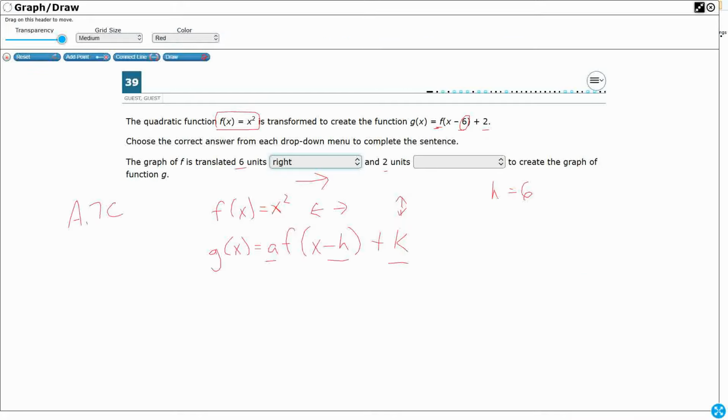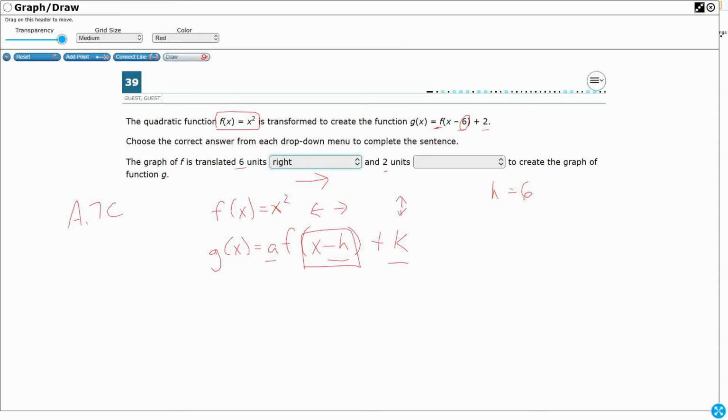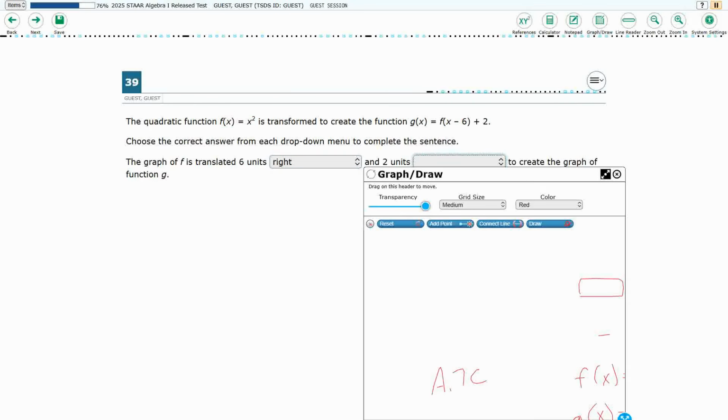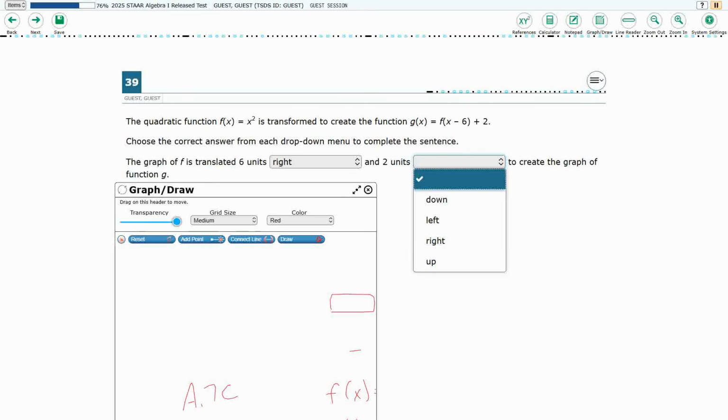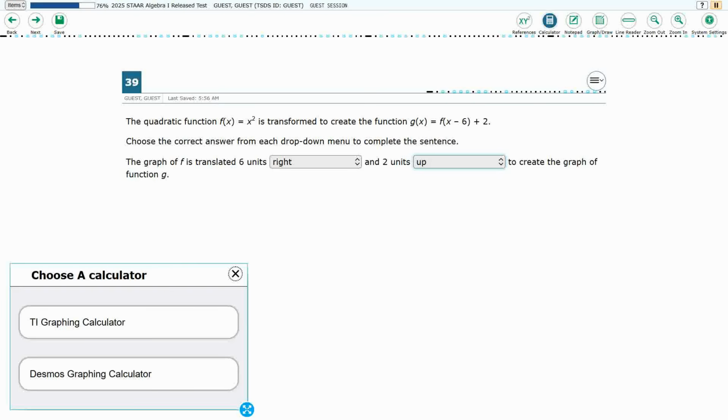If it ended up being x plus 6, it would actually be to the left because in order to get an x plus 6, since the form is x minus h, you have to have an x minus -6 to get a plus 6. It's counterintuitive there. K is pretty straightforward. It's a plus 2, which means we're going up 2. So let's get that. Now, don't take my word for it. Let's go ahead and graph this.